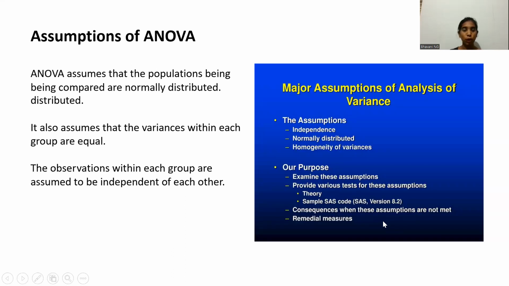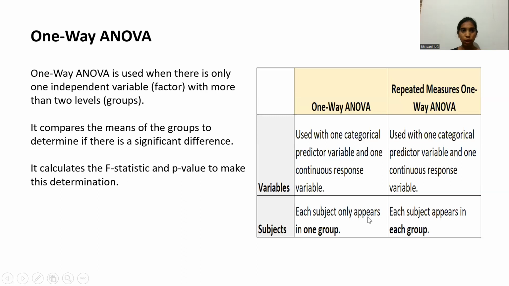Assumptions of ANOVA. ANOVA assumes that the populations being compared are normally distributed. It also assumes that the variance within each group is equal. The observations within each group are assumed to be independent of each other.